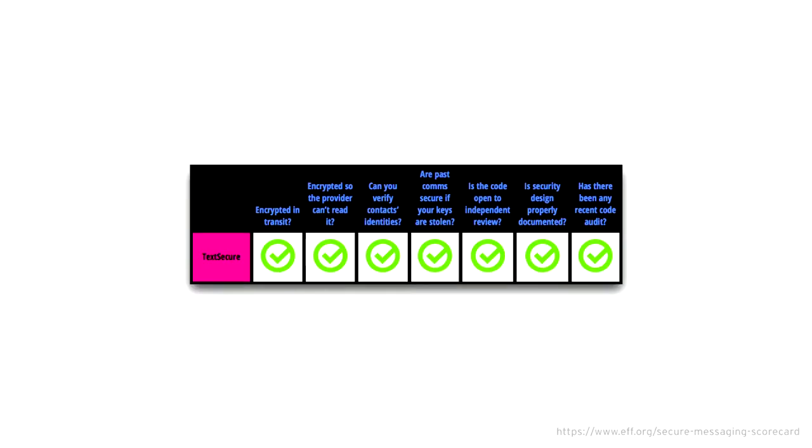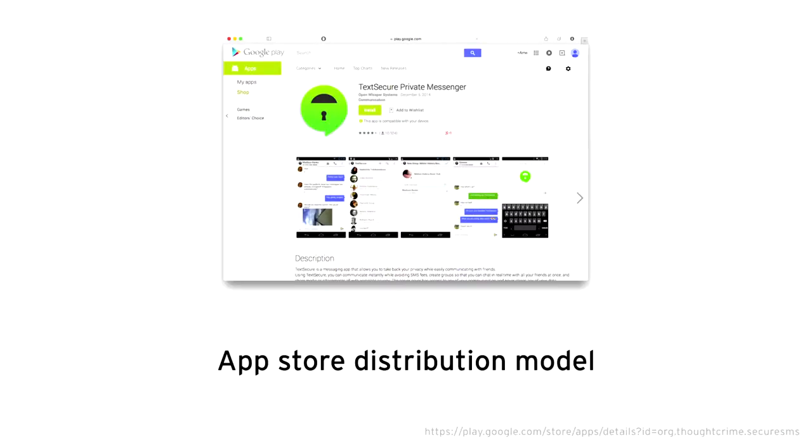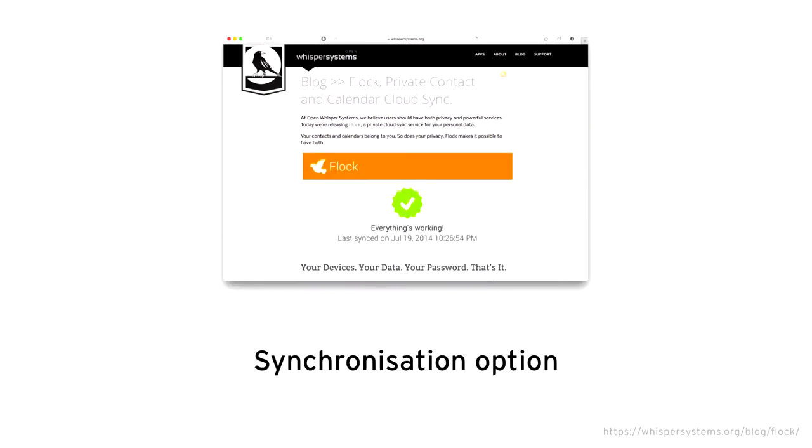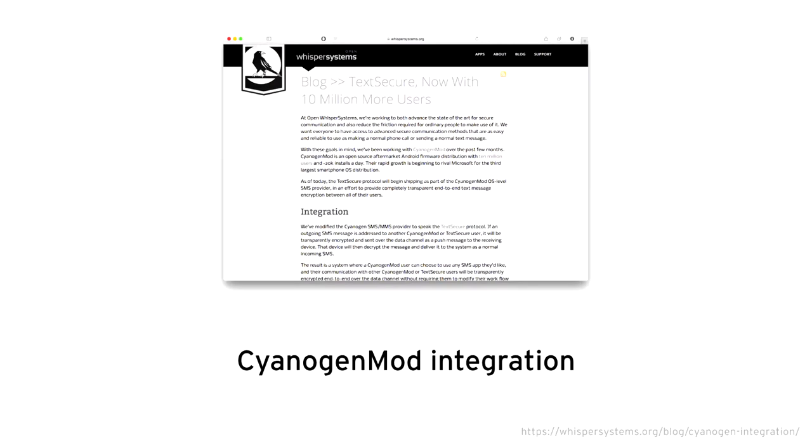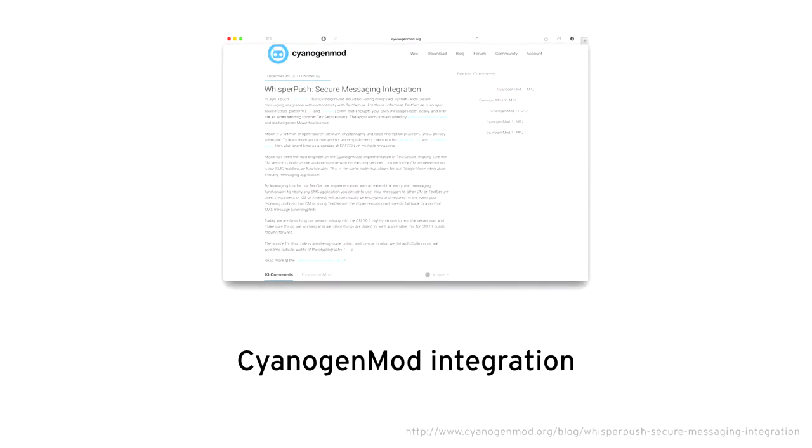Now, the last case, TextSecure, also has pretty good markings. And actually, just like CryptoCat, the App Store distribution model is something that I think is a valuable one for usability. It makes it easier to install. And something that TextSecure is also looking at is synchronization options for your address book. And I think the most interesting development is, on the one side, the CyanogenMod integration, so that people will have encryption enabled by default. Because as I mentioned, people don't change defaults.